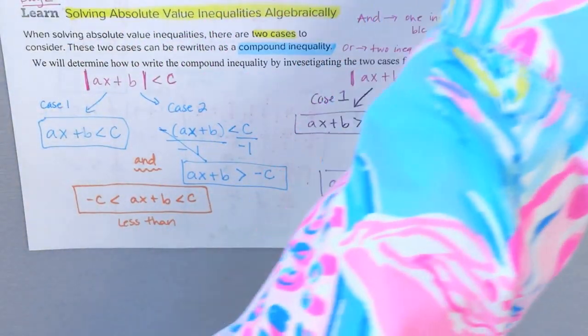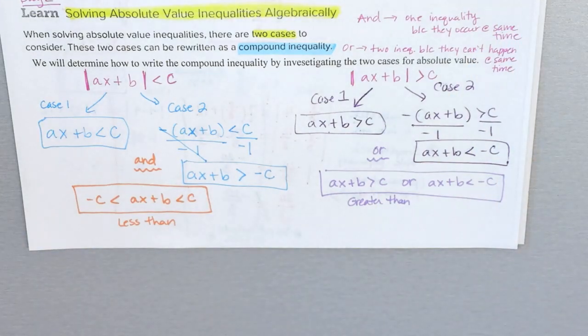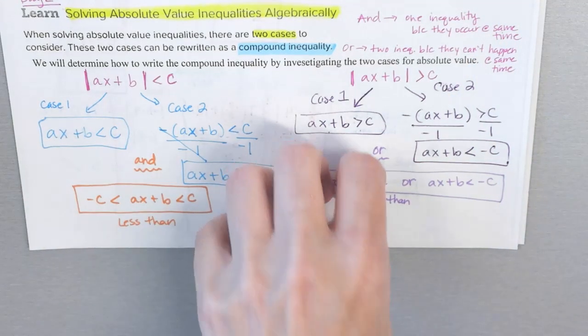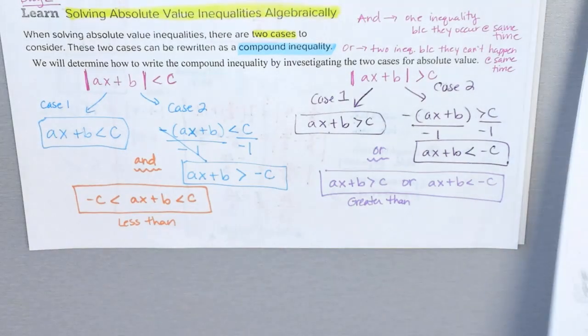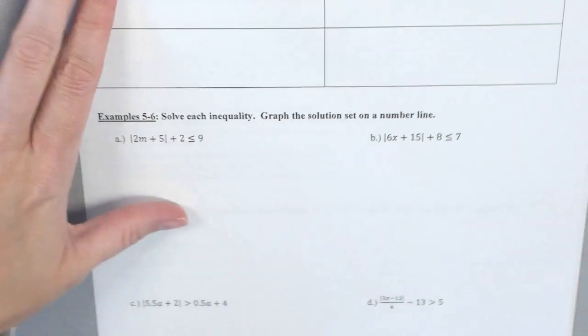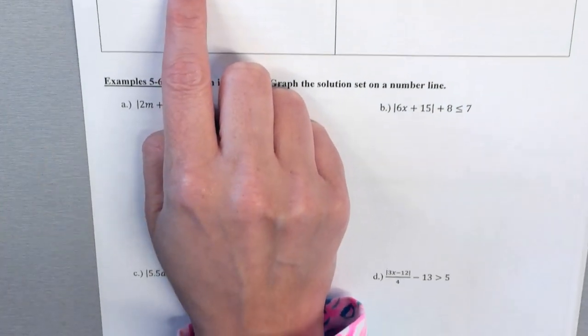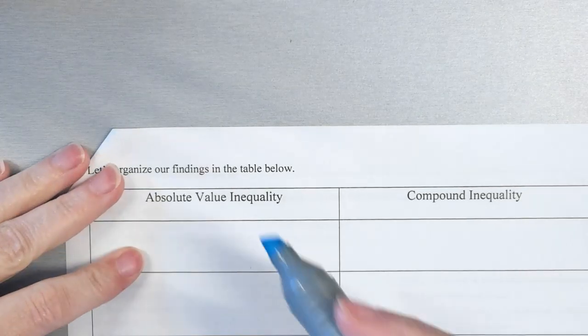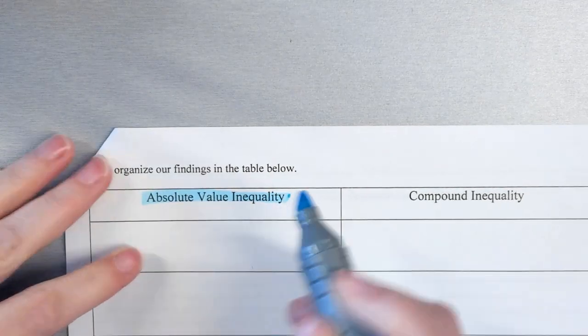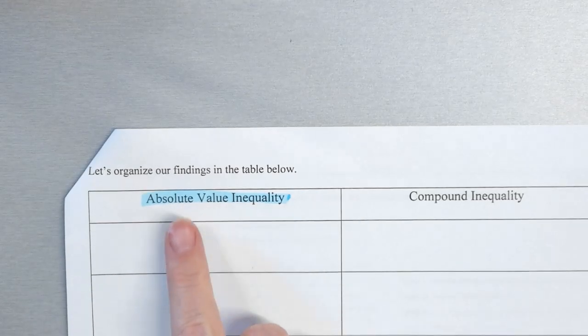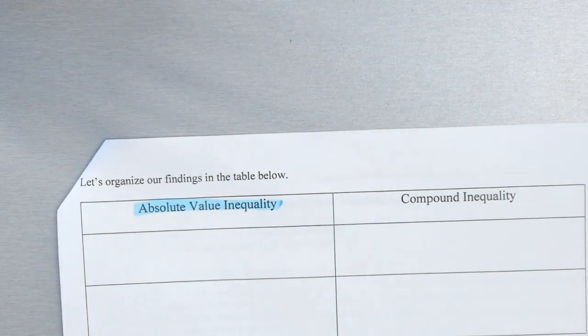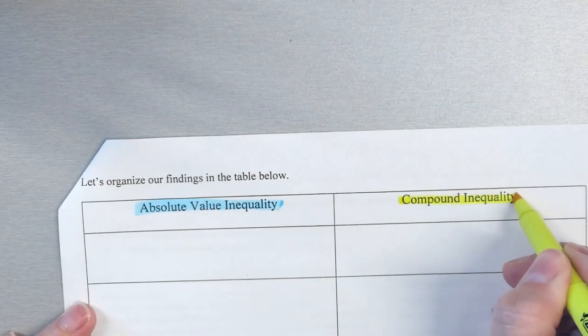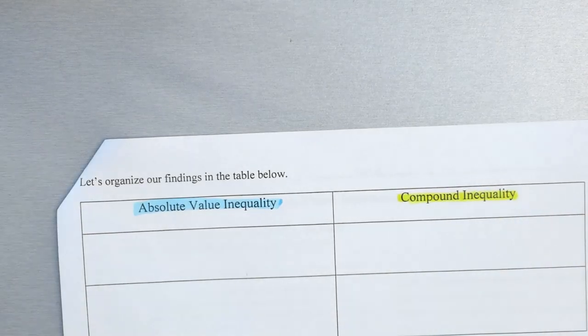Okay, so what we're going to do is organize our findings into a table. So we just did the less than and greater than. This is also going to apply when they are equal to. So the absolute value inequality is going to be what you are given. This is what's given to you in a problem. The compound inequality is what you are going to write. It is an equivalent expression.